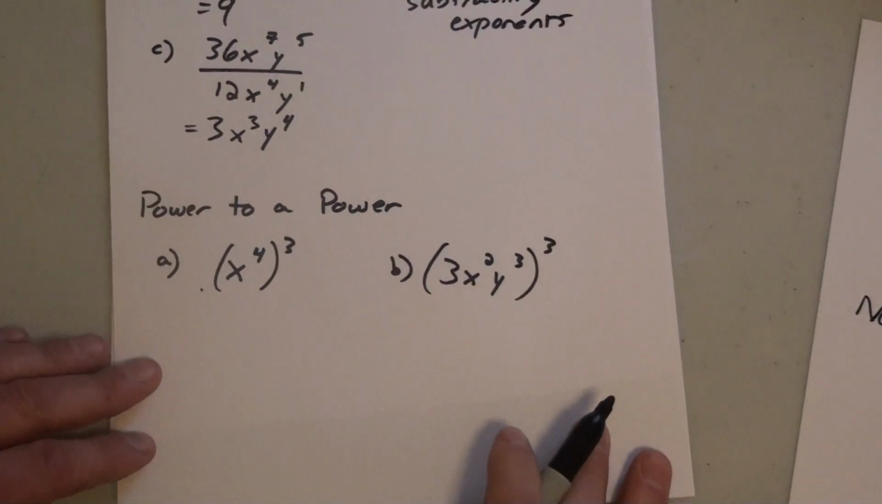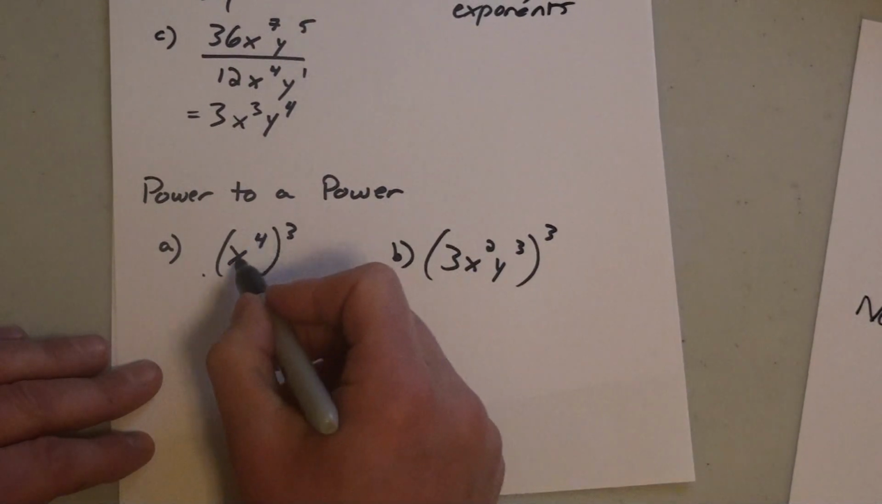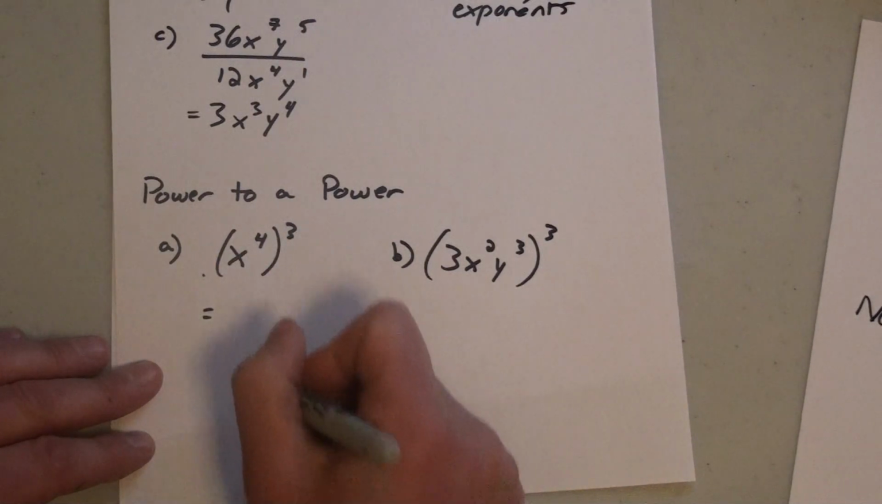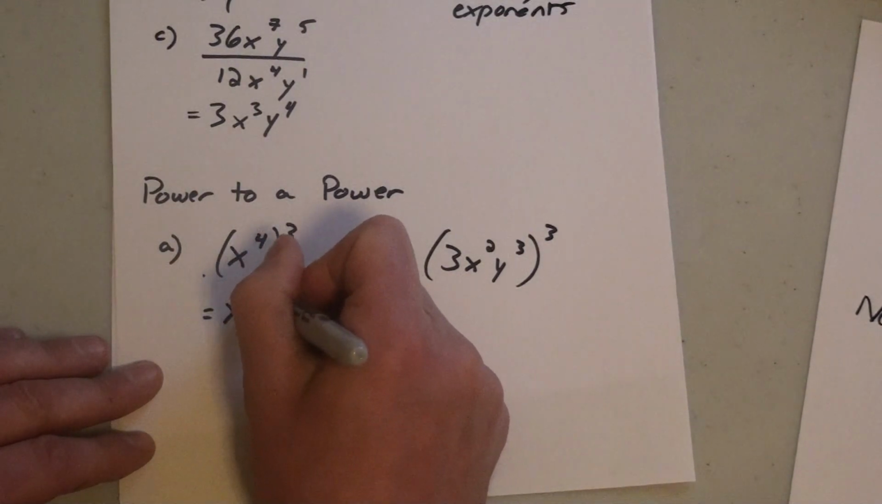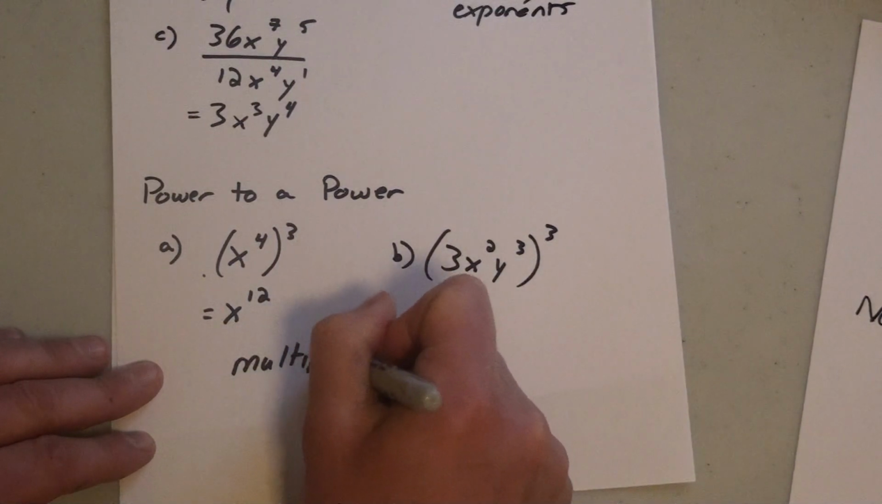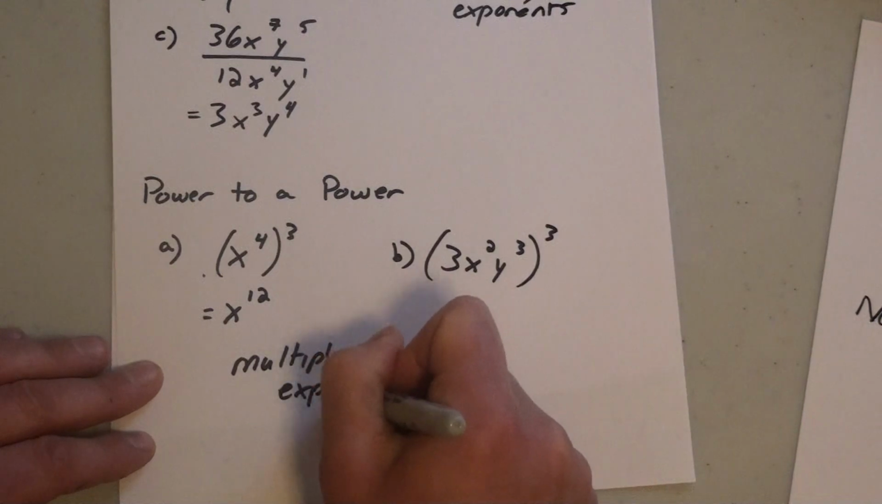The fourth rule we're going to look at is a power to a power. X to the exponent of 4 to the exponent of 3. Here, you're going to multiply your exponents, which will give me x to the exponent of 12. I'm going to multiply my exponents.